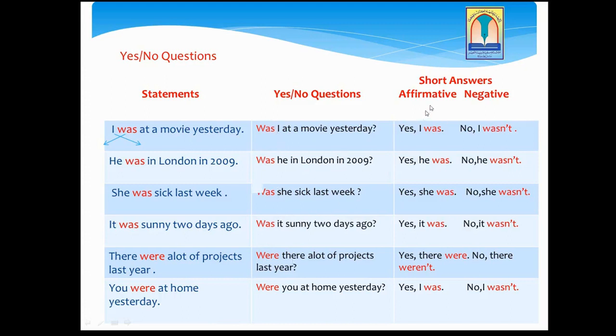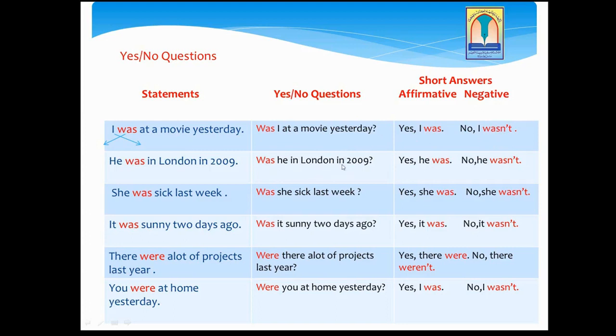How do we form the affirmative and negative short answers with past of be? In the affirmative, we usually begin with yes. Yes, I was. Was I at a movie yesterday? Yes, I was, because affirmative means yes. Negative means no. No, I wasn't. Of course, in the negative, we have to add not.